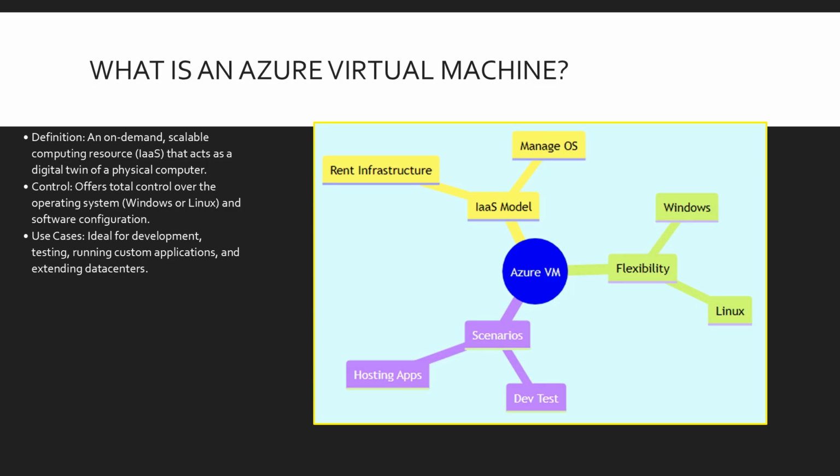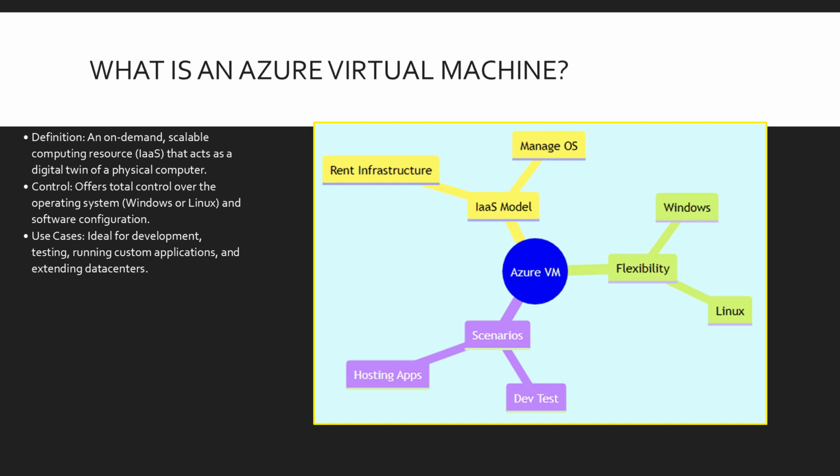An Azure Virtual Machine, or VM, is essentially a software emulation of a physical computer. It falls under the Infrastructure as a Service, or IaaS category. When you provision a VM, you aren't buying a physical server, you are renting a slice of a physical server's capacity within Microsoft's data center.